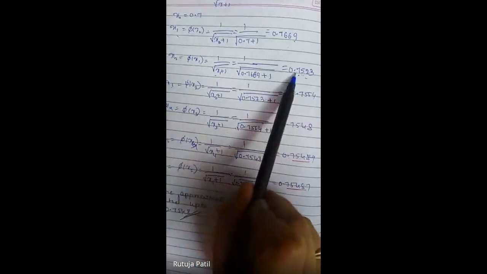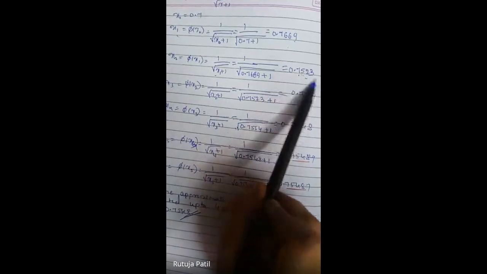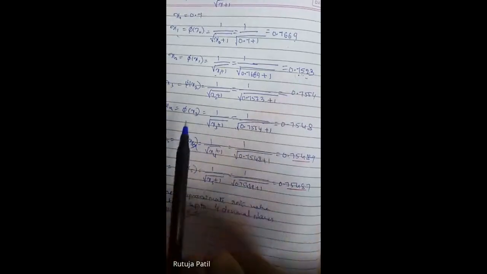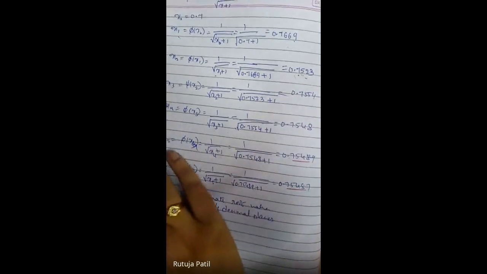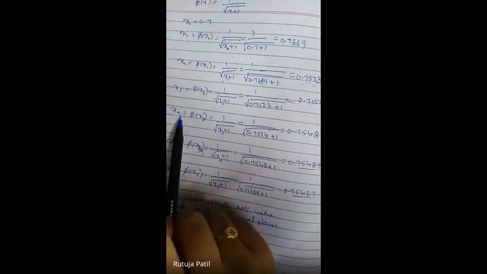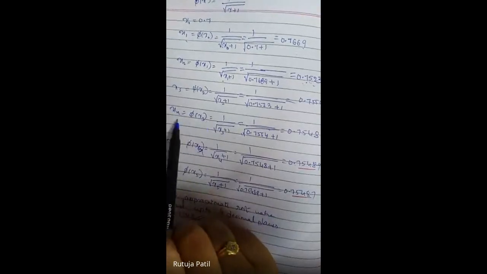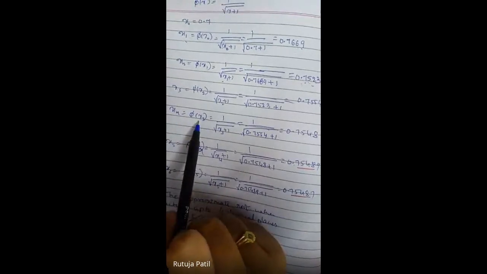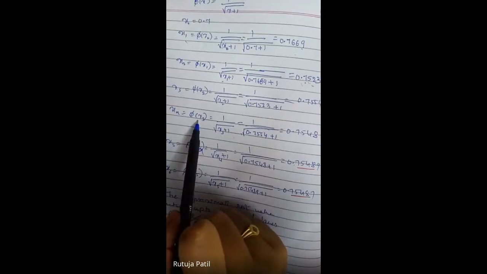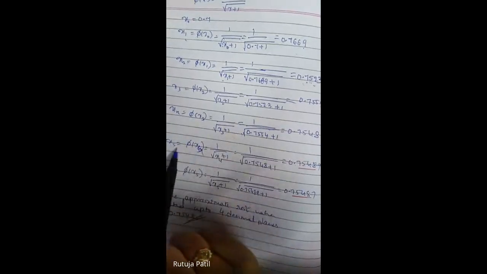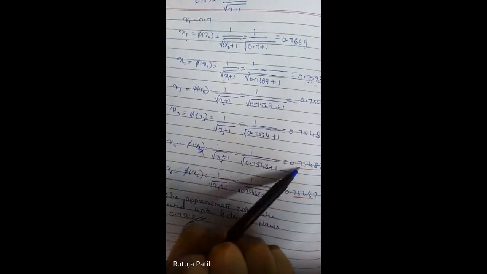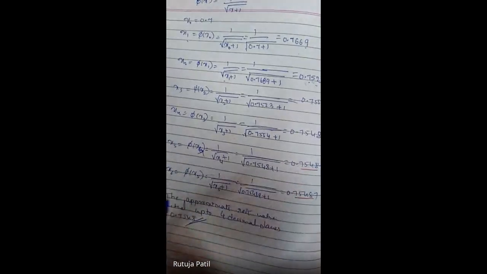Now still, the digits after the decimal place, 4 digits have to be the same, right? Still only 2 digits are the same. Again, I need to go for the next iteration. So if I want x4, then I need to substitute the x3 value. When I substituted the x3 value, I got this. Similarly for x5, x6, until we get the 4 digits the same, we need to carry this out.